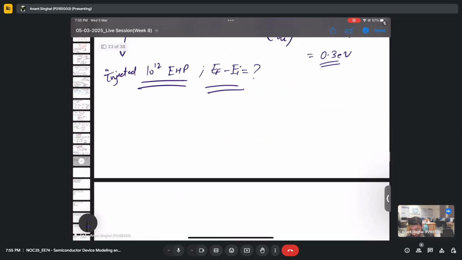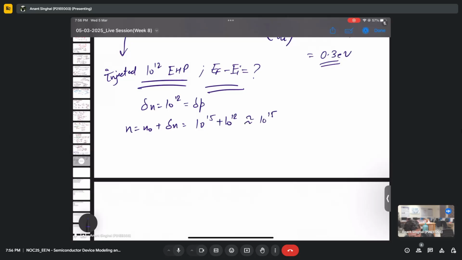So what we have done is we have created 10 to the power 12 electron-hole pairs, right? So that will be the excess carriers, which is this only. So now if I try to write n, which will be n naught plus delta n, it will remain 10 to the power 15 plus 10 to the power 12. I mean, around 10 to the power 15 will remain, right?